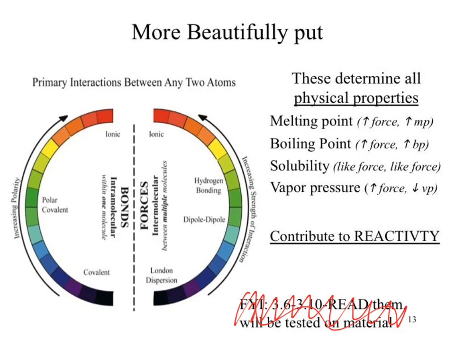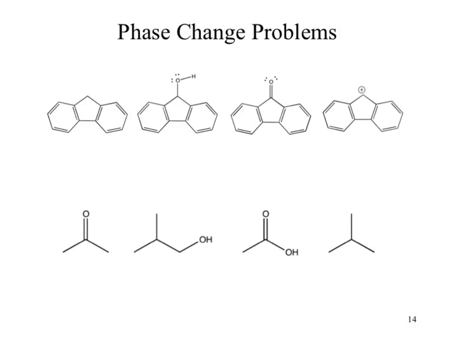So what can we do with this? Well, let's take a look at some examples. Phase changes. Take a look at those top 4 compounds. Which one would I predict to have the highest melting point? So what is a melting point? It's the change from solid to liquid. What keeps something a solid?